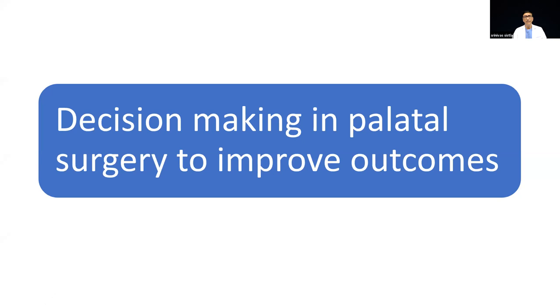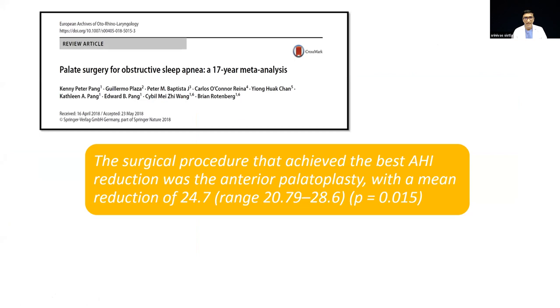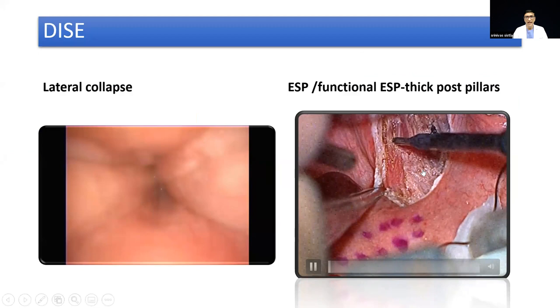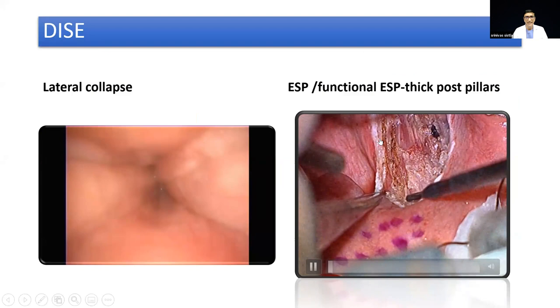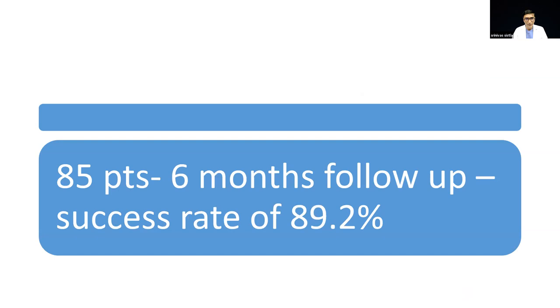So decision-making in palatal surgery to improve outcomes is based on DISE findings. If there is an anteroposterior collapse, you do anterior palatoplasty. And it has been shown in a 17-year meta-analysis that anterior palatoplasty is associated with the highest AHI reduction. Now, if there's a lateral collapse, you do what is called an expansion sphincter pharyngoplasty. I'm not going to talk about all these techniques, but just to sensitize you to the terms. Also associated with good outcomes with a 6-month follow-up success rate of 89%, which is pretty good.